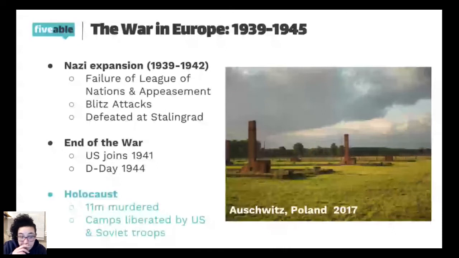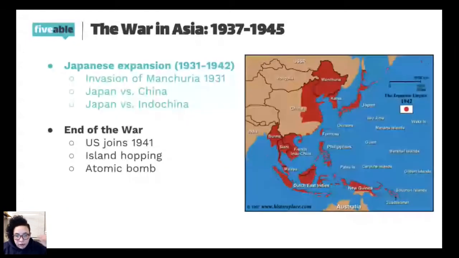All right. So meanwhile, the thing about World War II is you've got all the stuff going on in Europe, and then you also have all the stuff going on in Asia. And just like World War I, everyone's included because colonies, right? So in Asia, it's really all about Japan, right? It's the expansion of Japan.